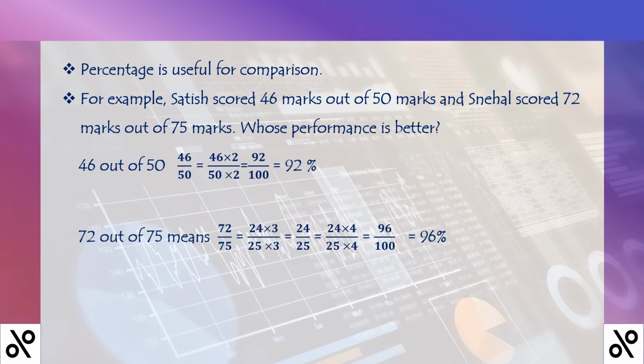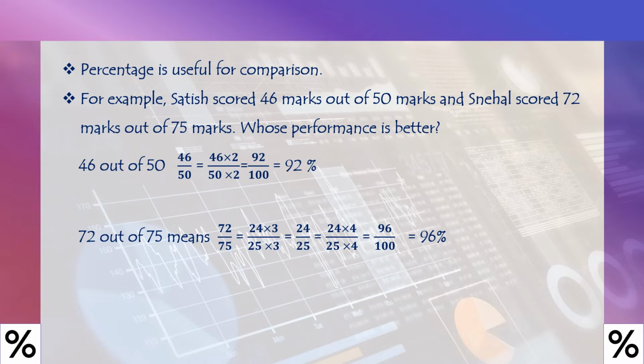Next we will find out the scores for Snehal. Snehal had scored 72 out of 75. That means 72 will be in the numerator and 75 will be in the denominator. Now, if you can cancel out a number, you can do that and reduce the number so that there is a number which you can easily multiply and get 100. Okay? So, when you cancel it out, you will get 24 upon 25.